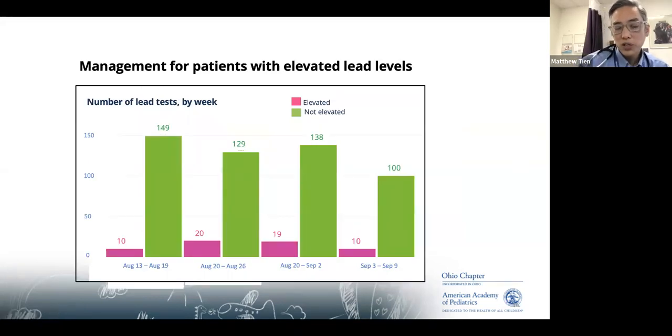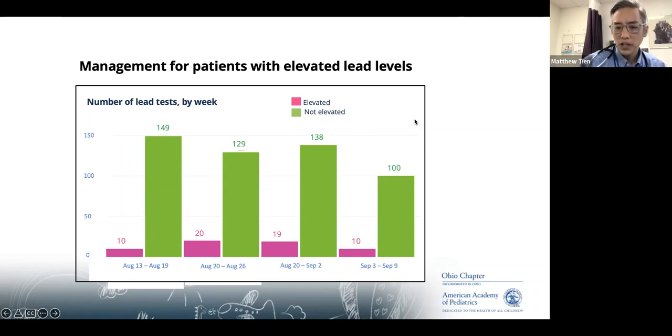How are we managing our patients with elevated lead levels? I'll talk about that first. Just for scale, I wanted to show you how many patients we are testing and how many patients are having elevated lead levels for our health system. This is looking at a week by week in the months of August and early September.